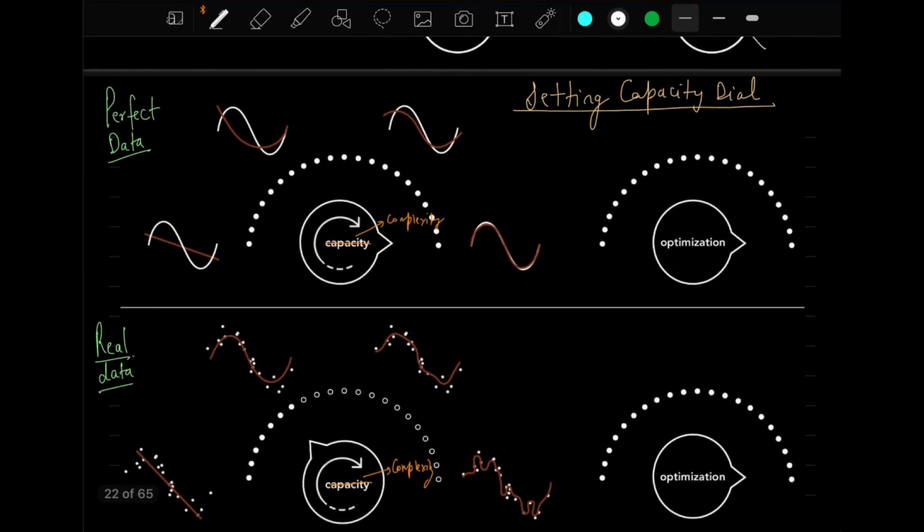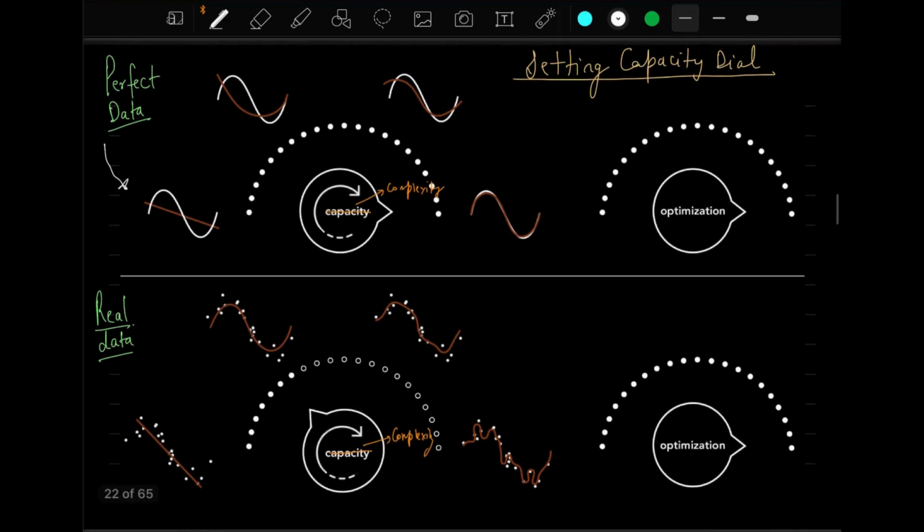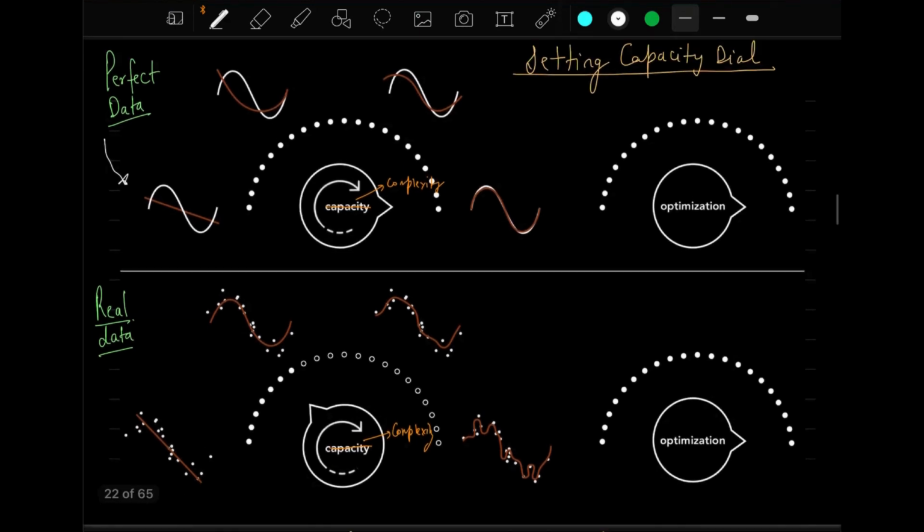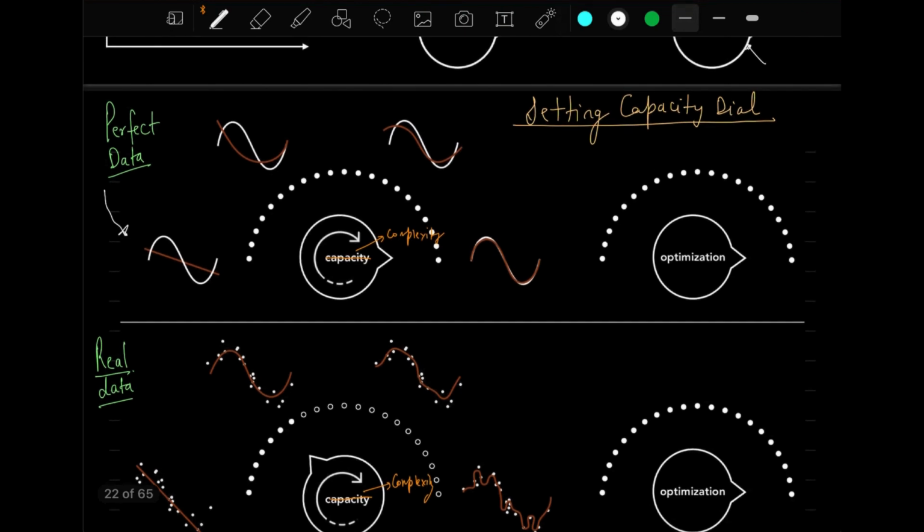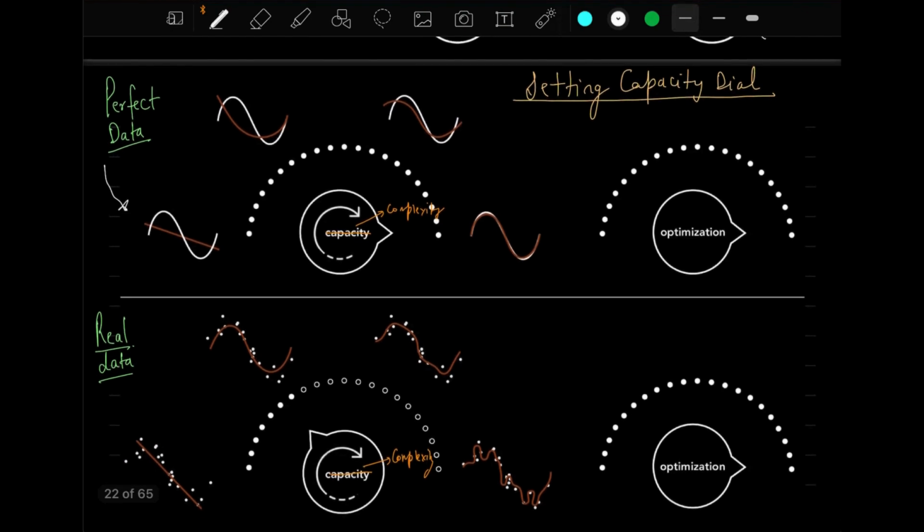Same thing is shown over here also. And this particular case is for the perfect data, which we have discussed earlier also, that perfect data is noiseless data, and it has abundance of data. So this is the case of perfect data where complexity dial, if we increase from the left to the right, it will actually fit this perfect data.